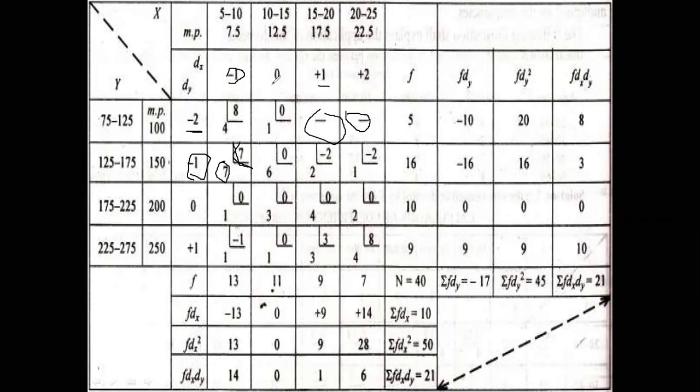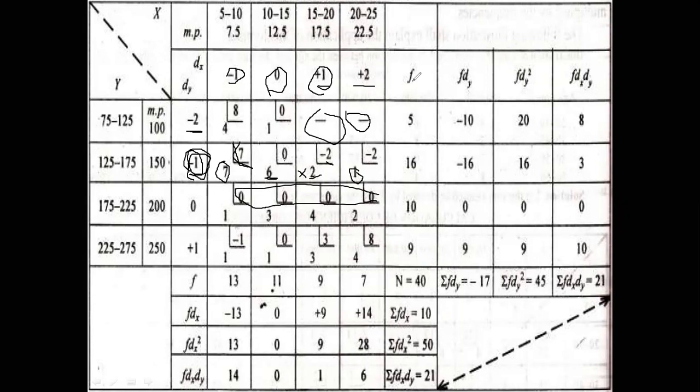Similarly -1 into 0 will be 0, and 0 into 6 will be 0. Again -1 of dy into dx, the value will be -1. -1 into 2 will be -2. So in that manner we have calculated these blocks. -2 into 1 will be -2. Similarly for the next one, because 0 is here, all values will be 0, as you can see, because 0 is the coefficient.